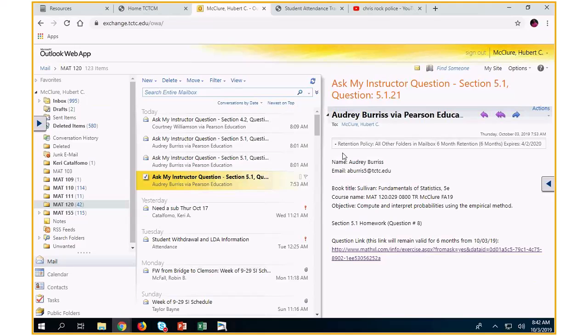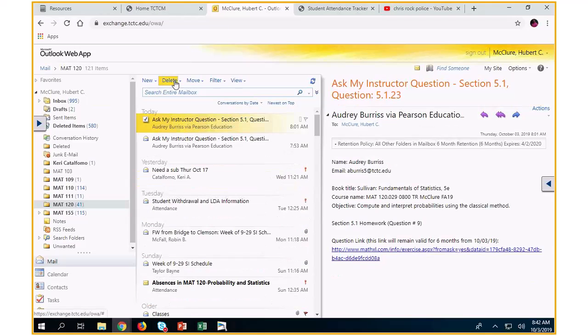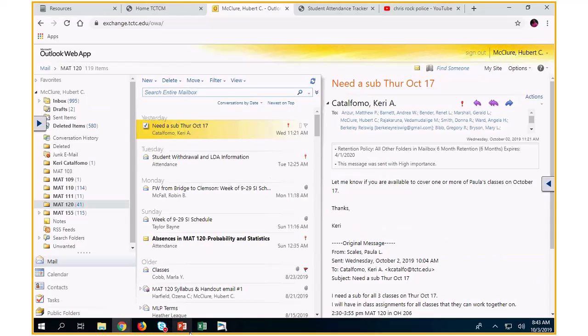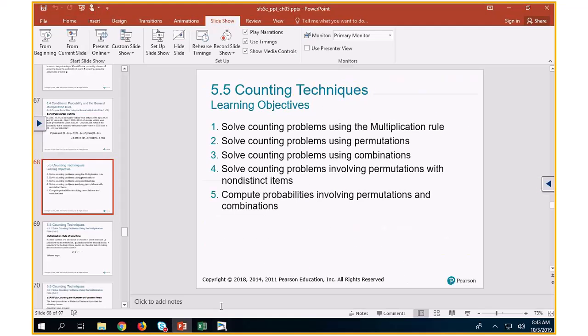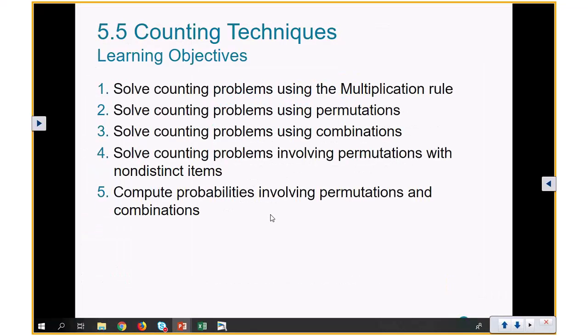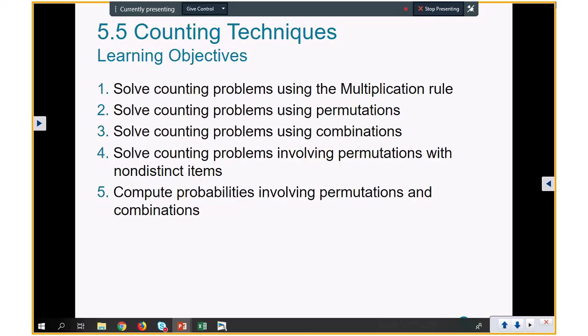Okay, so we got those questions out of the way. Now let's move on to our last section. And this is what we're going to be doing. Everything in 5.5 is about multiplication, and it's about factorial. Some of you know what factorial is. Some of you don't know. Some of you invented it. But factorial is when you multiply numbers as they are in the universe.